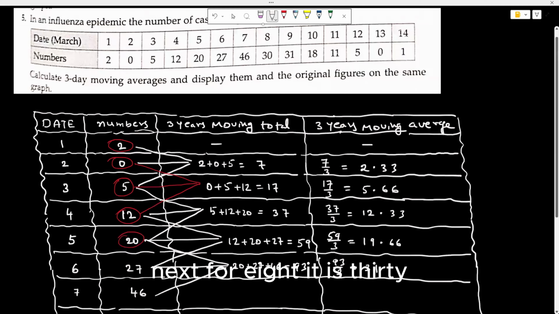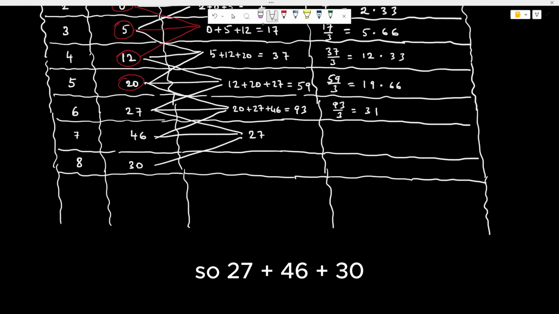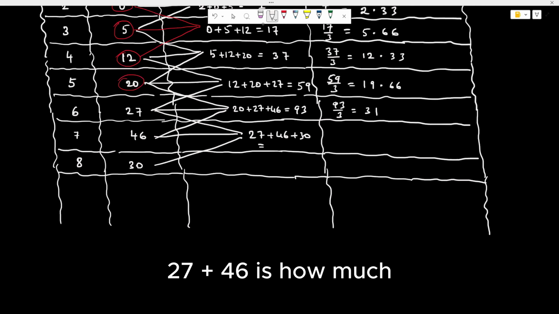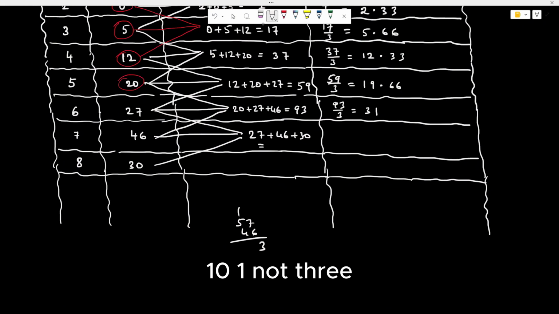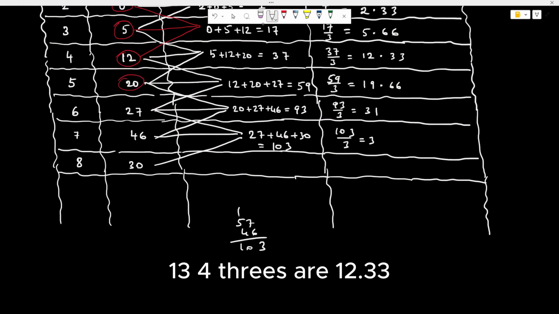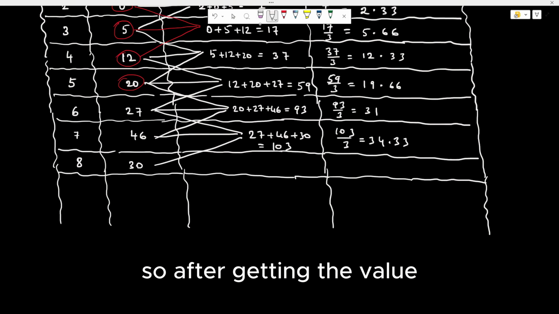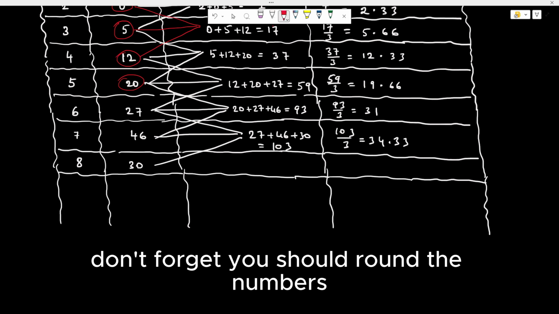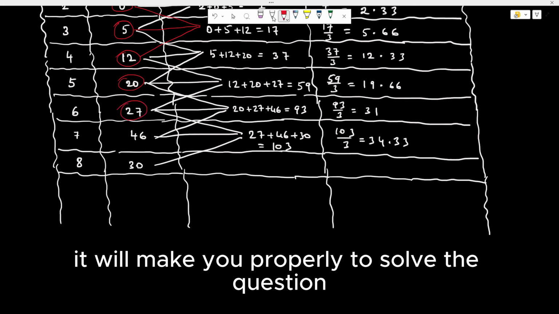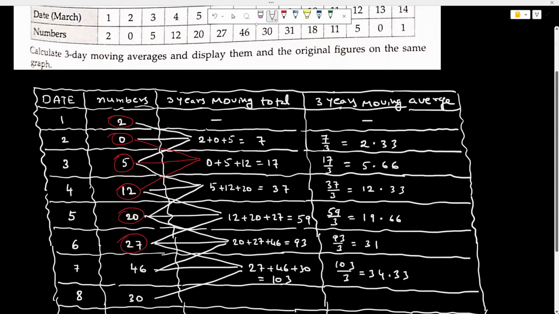Next for 8, it is 30. So 27 plus 46 plus 30. 27 plus 46 is 73, plus 30 is 103. So 103 by 3 is 34.33. After getting the value, don't forget, you should round the numbers. It will help you solve the question properly.